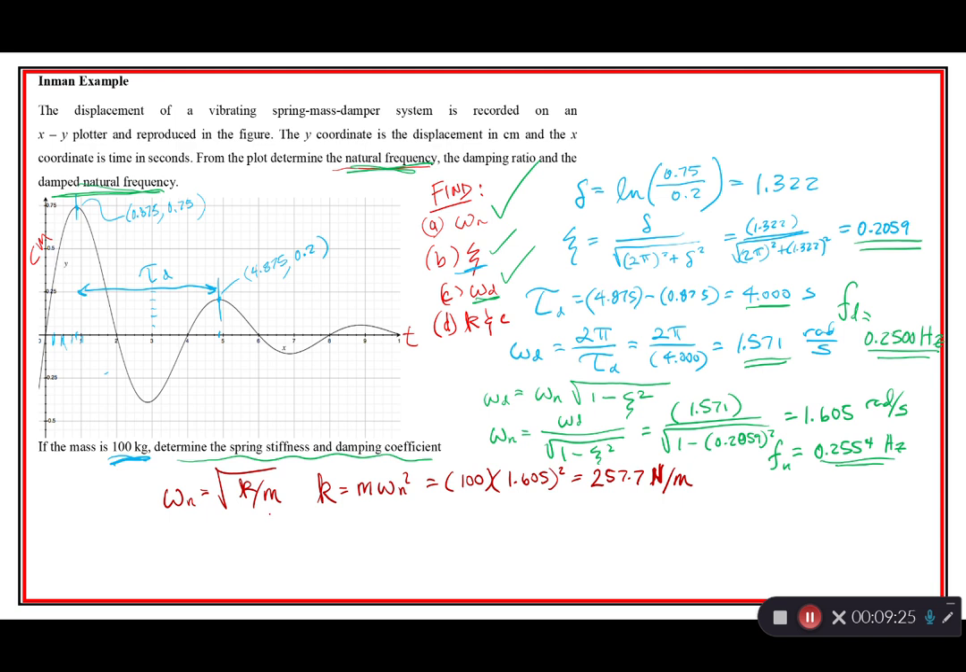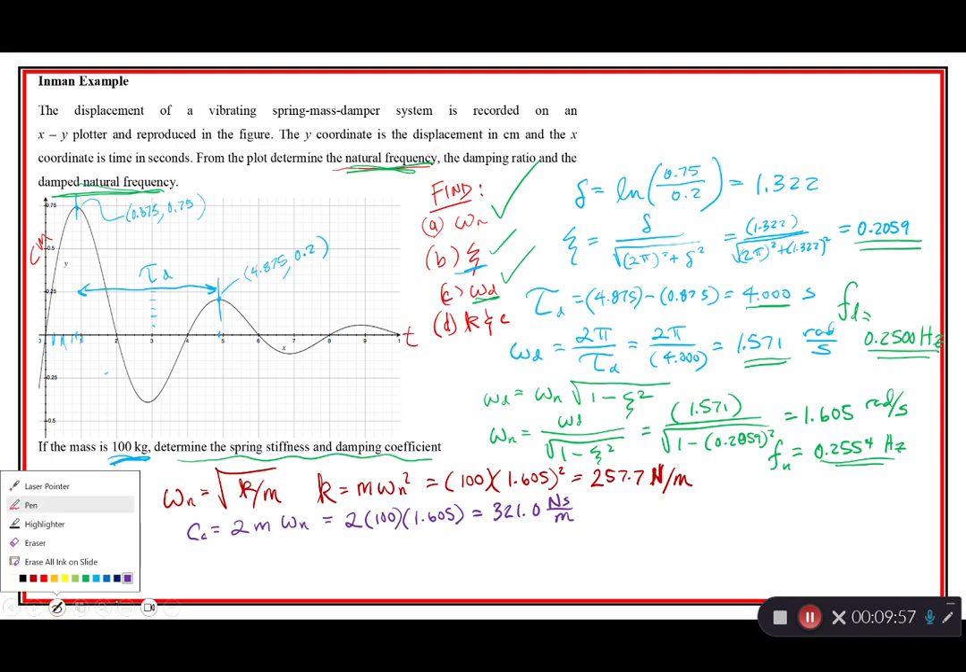And then from this information, we have the critical damping coefficient of 2 times mass times natural frequency. So 2 times 100 times the natural frequency, undamped natural frequency. And so we get 321.0 Newton seconds per meter. So we can find, orange. Oops, let me write out the equation that we'll use. So we have squiggle is equal to C over CC. Therefore, C is equal to squiggle times CC.